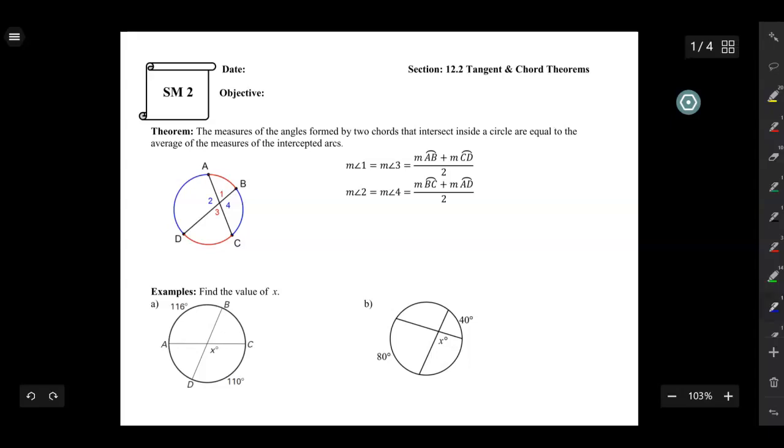In this video, we'll be talking about different theorems that are related to tangents, to lines that are tangent to circles, and then the chords within a circle. So let's review really fast what a tangent and a chord is.